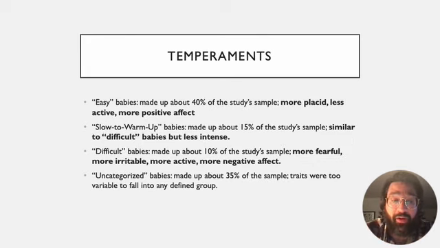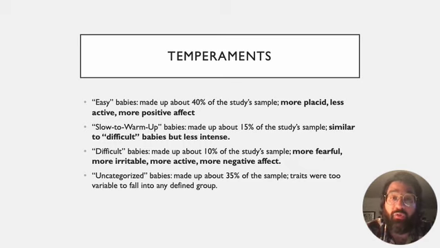So let's talk a little bit more about temperaments, right? We have quote unquote easy babies. Now they did longitudinal studies on temperaments, and you'll read more about the longitudinal studies in your reading this week. But easy babies made up about 40% of the study sample. These were babies that were just more chill, more placid, less active, more positive affect, right? More cheerful, maybe more smiling.